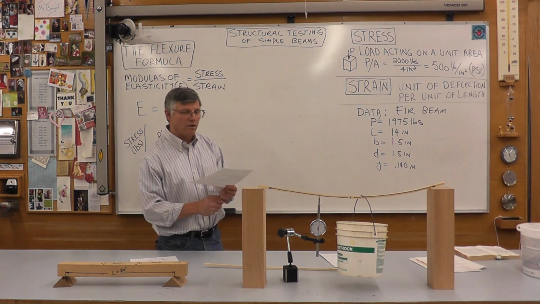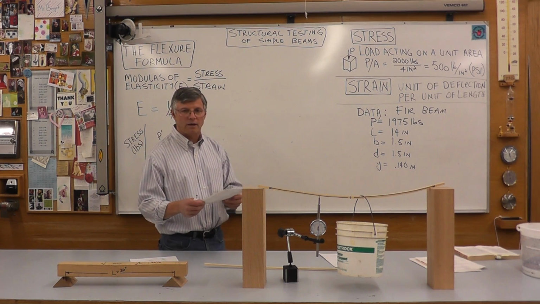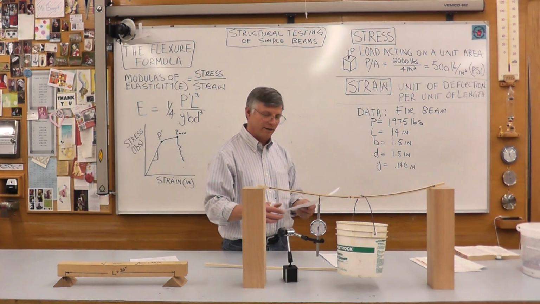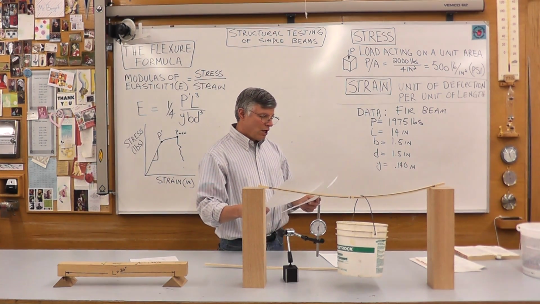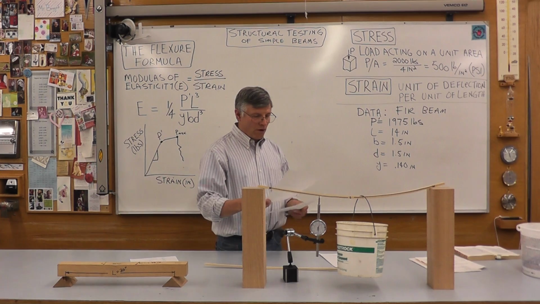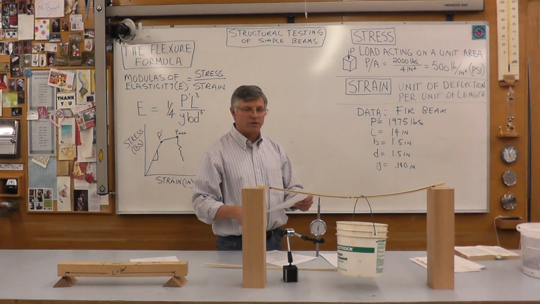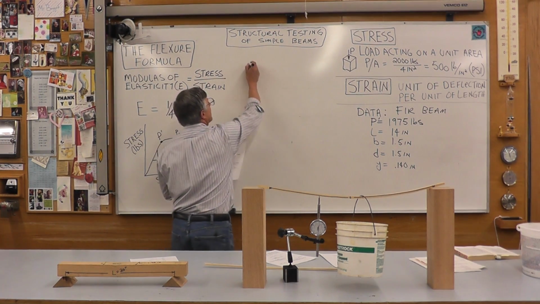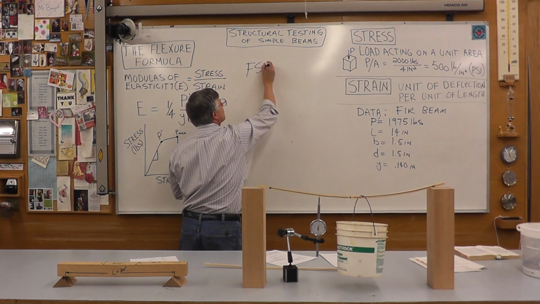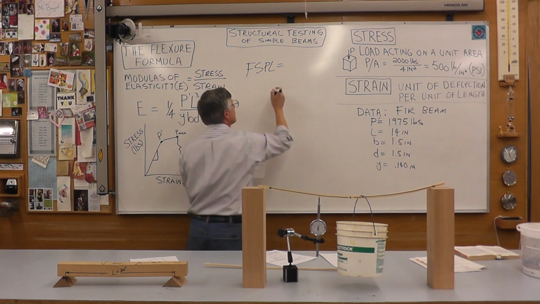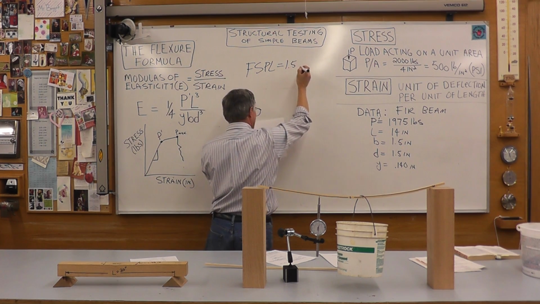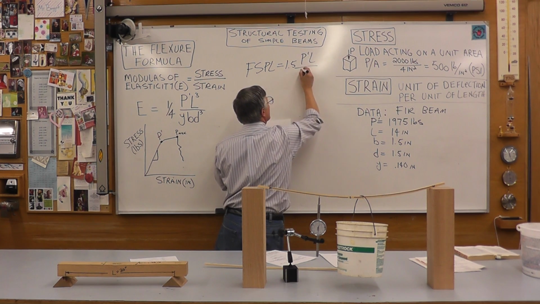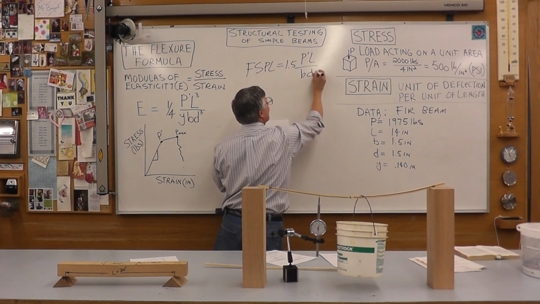Okay, now, I'll do this kind of quickly. The real experiment is to verify the E value, but there's two other equations that I want to show you, derivations of the flexure formula. So we're going to have the fiber stress at the proportional limit equals 1.5 times P prime L divided by BD squared, all right?